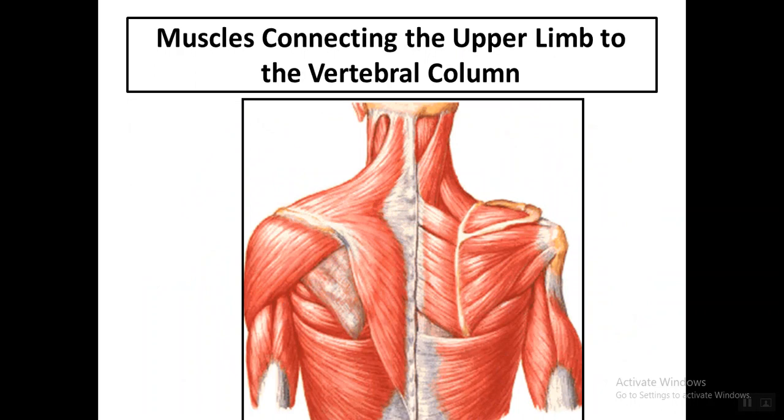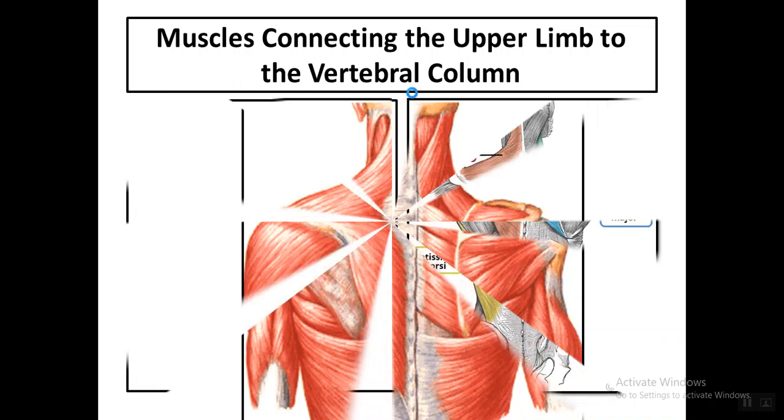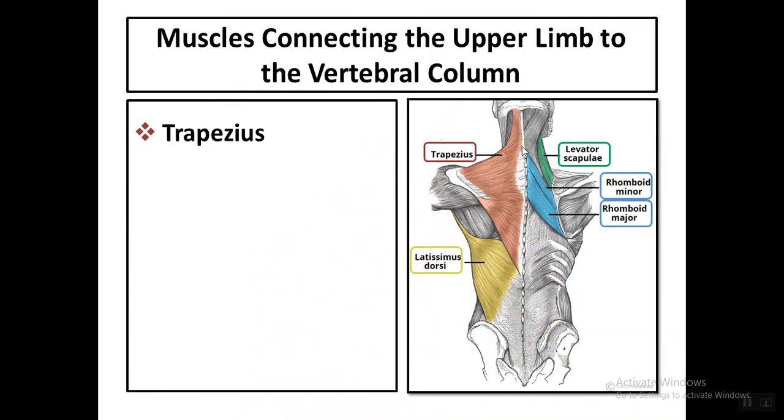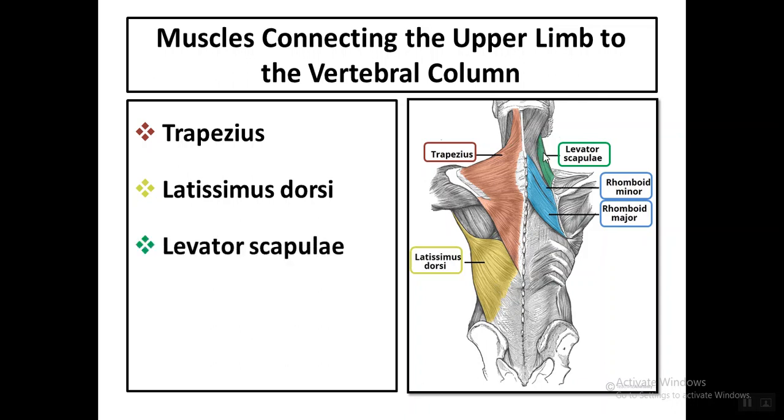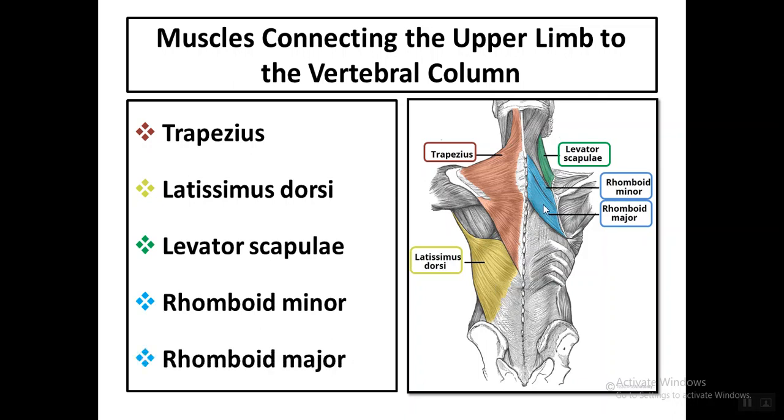Another group of muscles of the shoulder region is the muscles connecting the upper limb to the vertebral column. From this we can see muscles that extend from the vertebral column to the upper limb: trapezius, latissimus dorsi, levator scapulae, rhomboid minor, and rhomboid major.